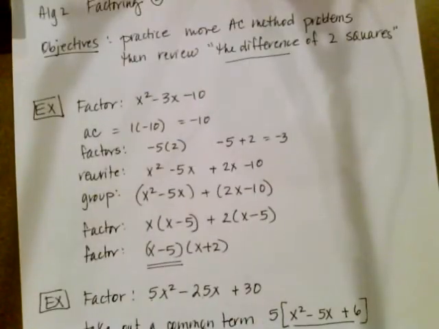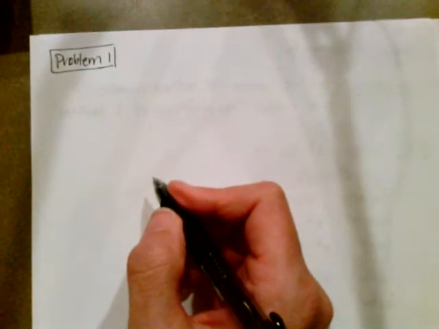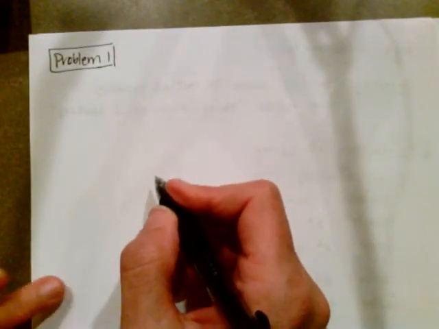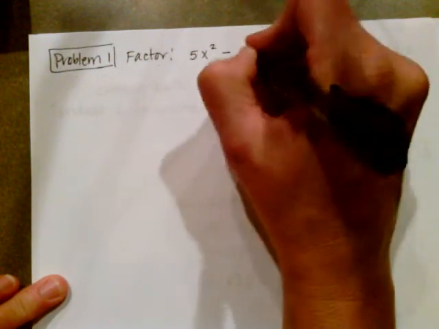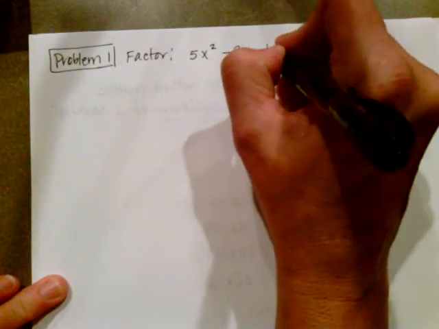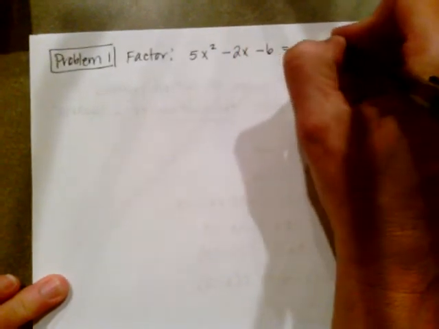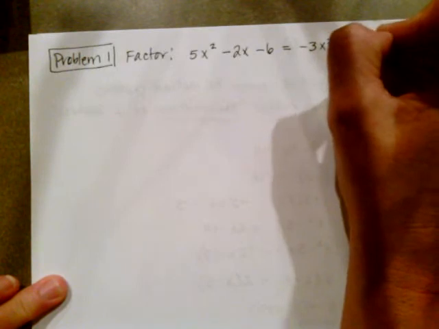Alright, so now it's time to pause. Do your first problem. So get the paper scooted back over. So this is your first problem. This is problem 1. So once I get it written, you're going to want to pause the video and do the first problem. And it says to factor 5x squared minus 2x minus 6 is equal to a negative 3x squared plus 6x.